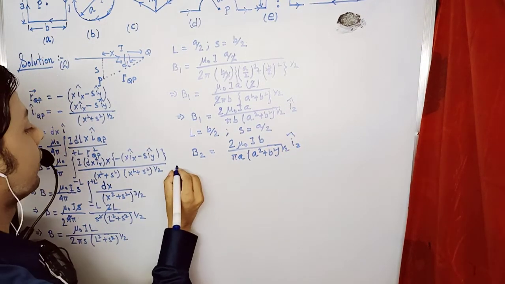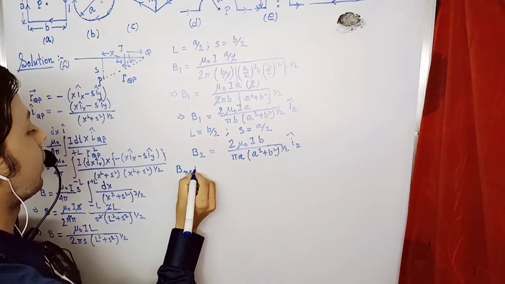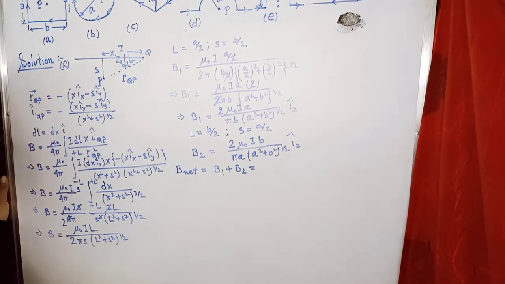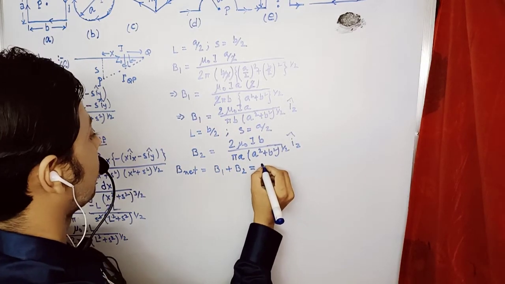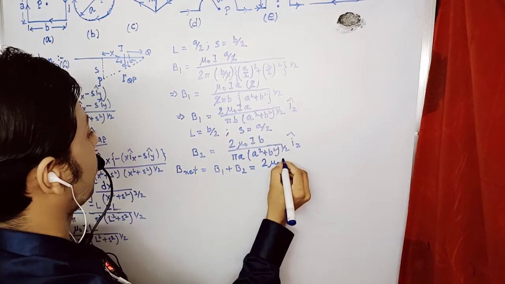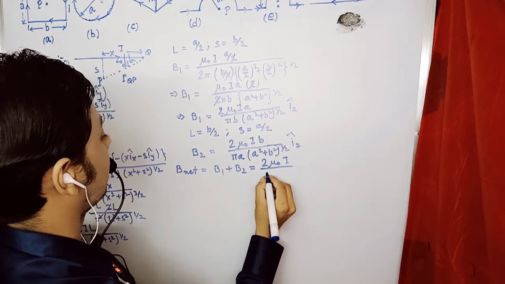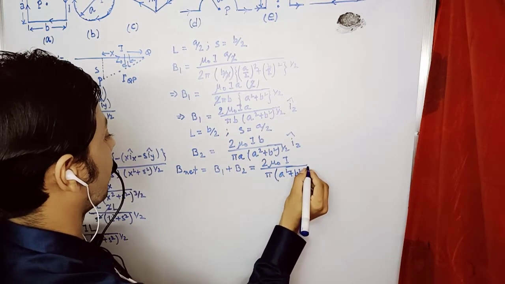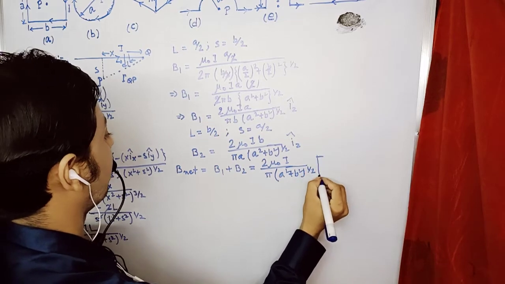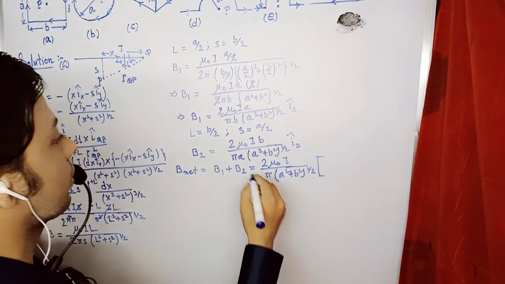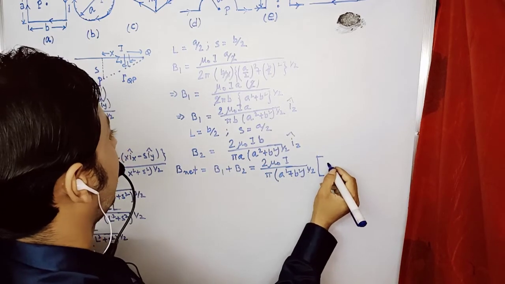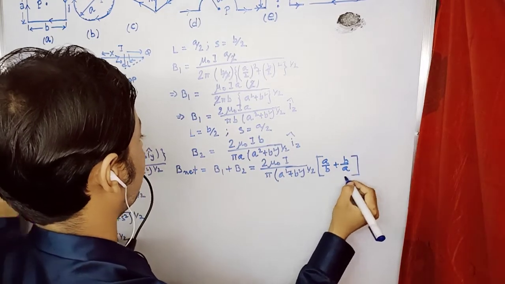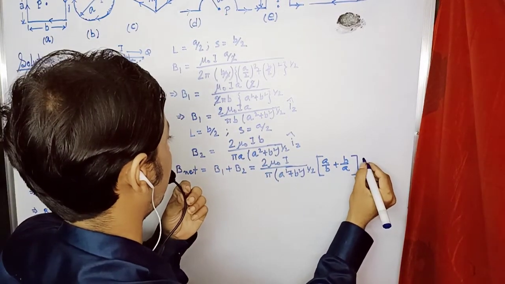Now the net magnetic field B net will be equal to B1 plus B2, which is equal to 2 mu naught I divided by pi into A square plus B square whole to the power half, multiplied by A divided by B plus B divided by A, and its direction is equal to iz cap.